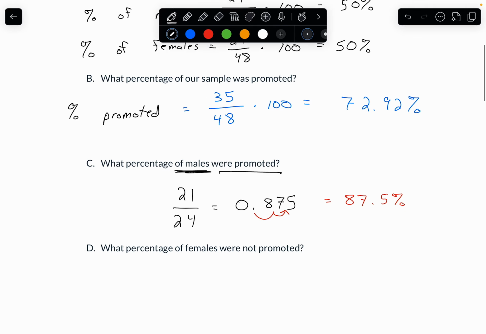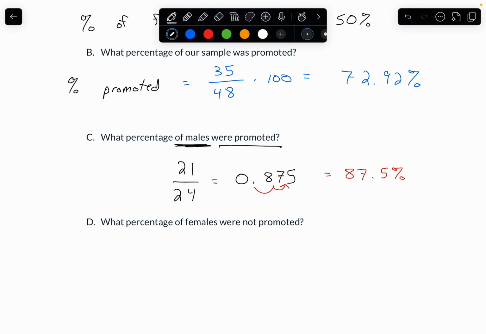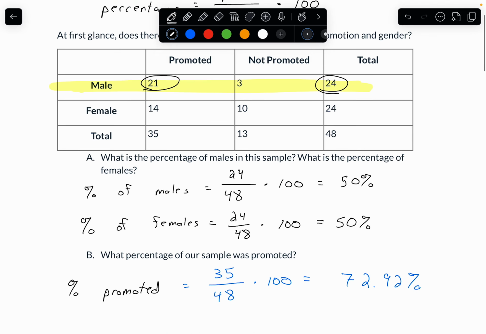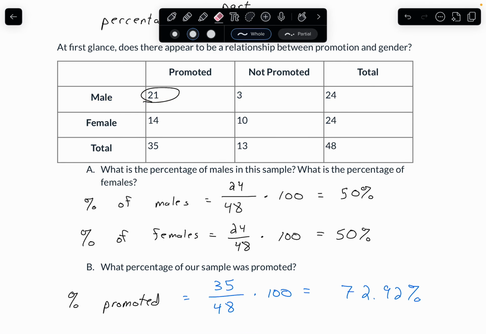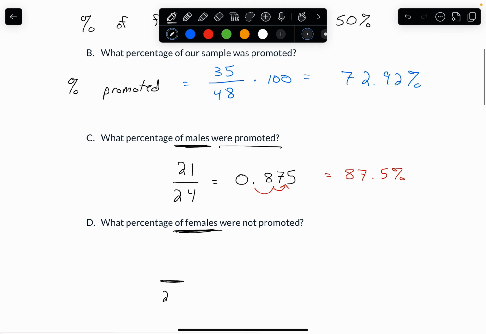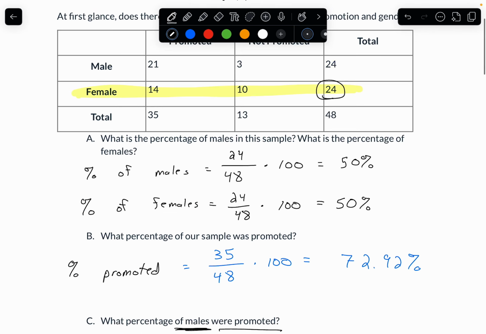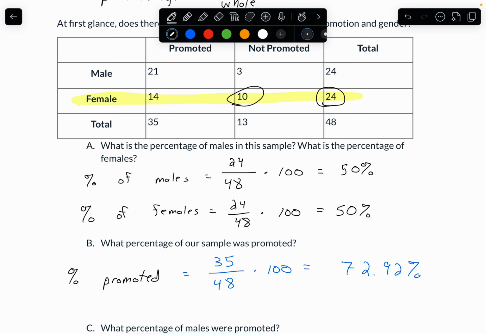We'll look at the last example, part D. It says what percentage of females were not promoted. Again, I'm not going to be dividing by my overall total. I'm only looking at the females in order to answer this question. What is the total number of females in this particular study? Looking at this row right here, the total number of females I have within this table is 24. Out of the 24 total females, how many were not promoted? There were 10 of those individuals.